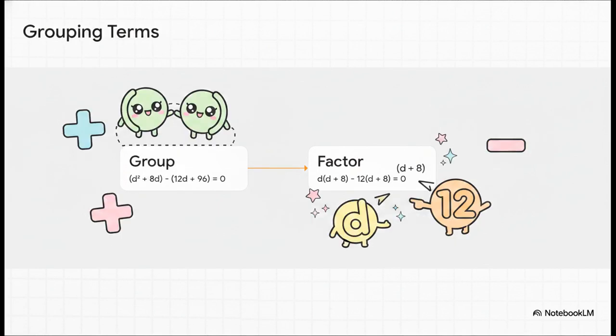Next up, we group them. Think of it like teaming them up. We put brackets around the first two terms to get d squared plus 8d. Then we take the last two terms, pulling out the negative, to get 12d plus 96 inside a bracket.